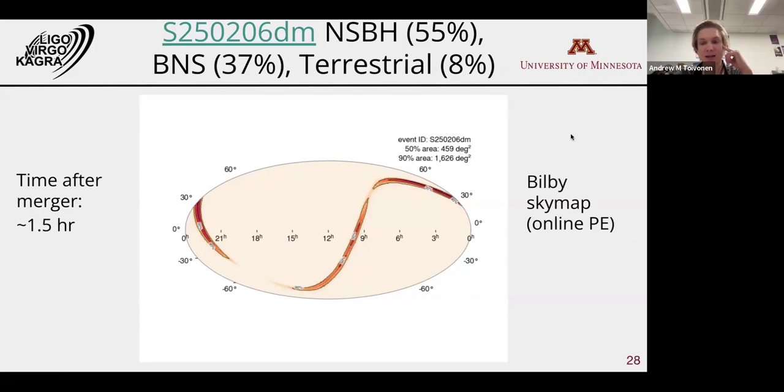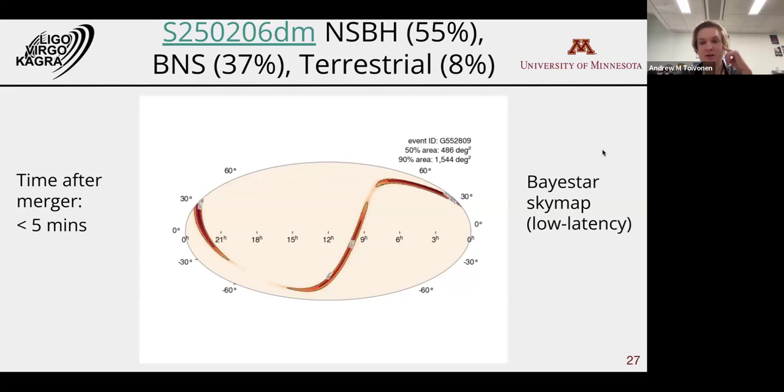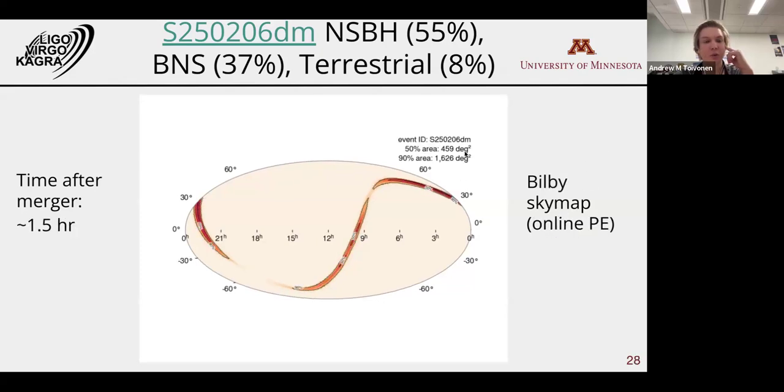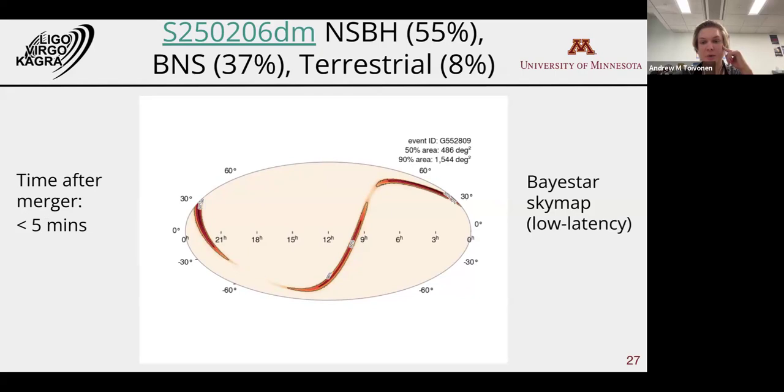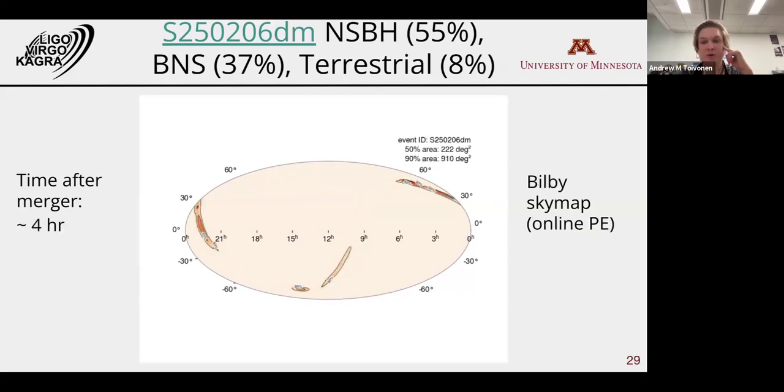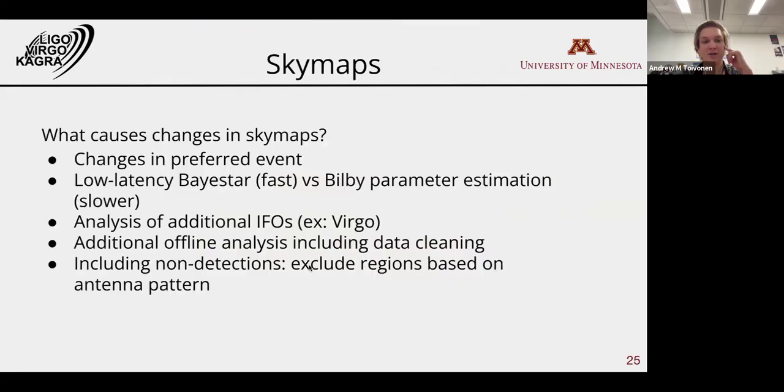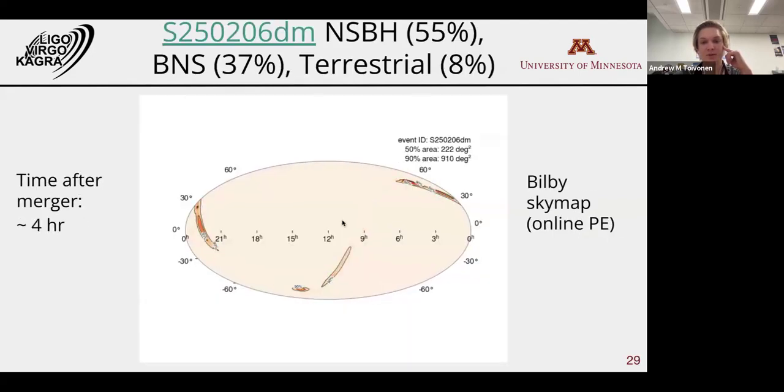And then an hour and a half later, Bilby had completed, which would be online parameter estimation. And you see this is only what, a 30 or 40 square degree improvement here, and a slight improvement going the other way for 90% area. And then if we move on to the next Bilby sky map, and this was online parameter estimation as well, this is starting to include some more of the factors here, which would hopefully be things like data cleaning and also analysis of additional interferometers like Virgo. We see that we're actually able to get this down to 222 square degrees.